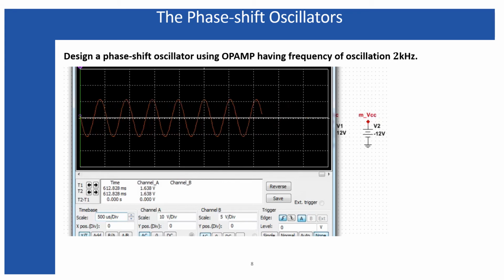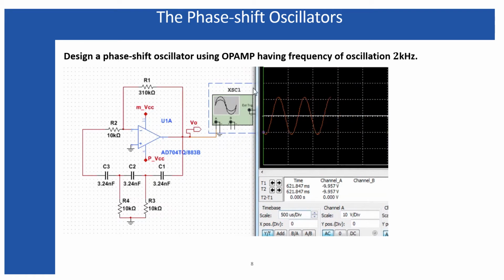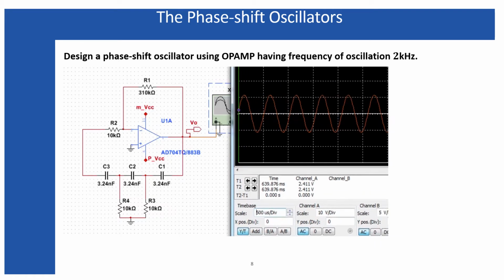So this is the operation of the phase shift oscillator. This is the circuit, and this is the output waveform, a sinusoidal waveform. So a pure sinusoidal waveform we can obtain.